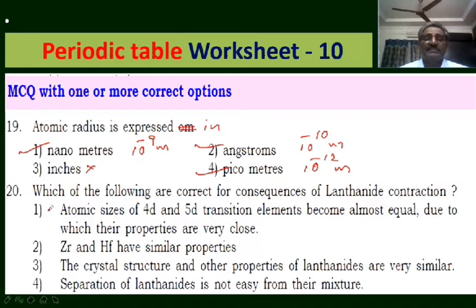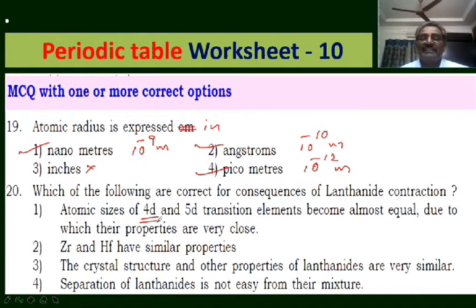Next, 20th question. Which of the following are correct for consequences of lanthanide contraction? You know that the decrease in the size of the atom in transition elements is less, whereas the decrease in size is very high in lanthanides because of the low shielding effect. That effect is known as lanthanide contraction. The consequences of lanthanide contraction are that atomic sizes of 4d and 5d transition elements become almost equal, due to which their properties are very close.